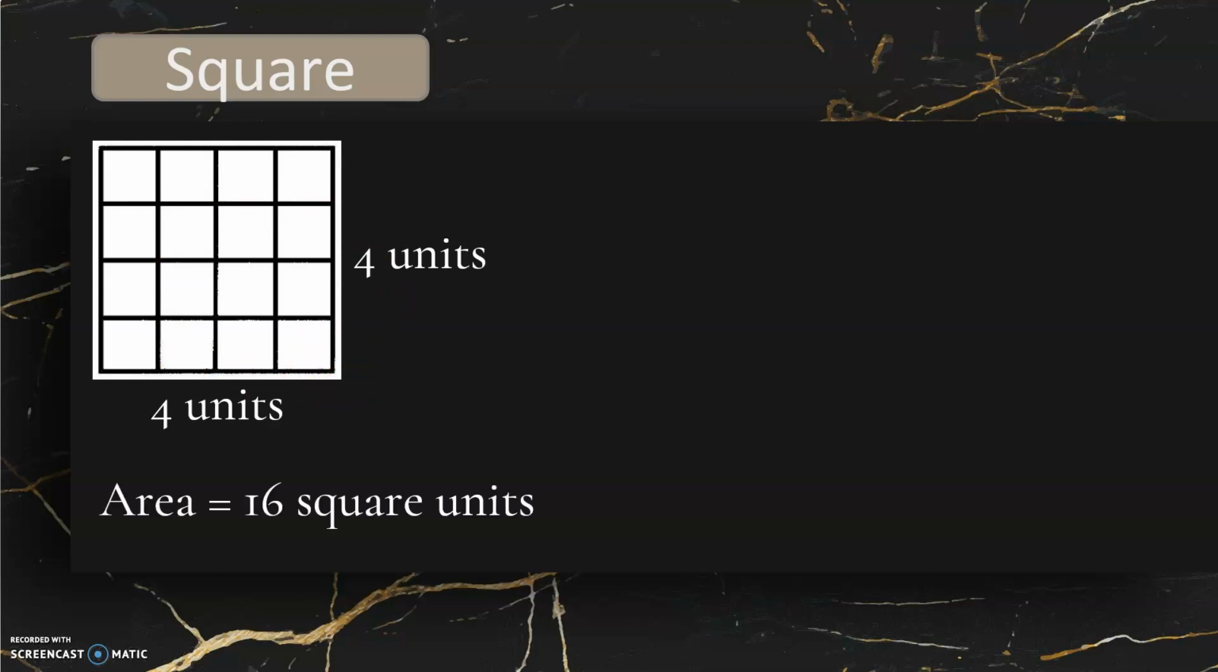However, counting the number of squares inside a closed figure takes time. There is actually an easier way for us to find the area of this square. As you notice, this square has 4 columns and 4 rows. By simply multiplying 4 and 4, we will get the number of squares inside this figure. So 4 times 4 will give us 16 square units.